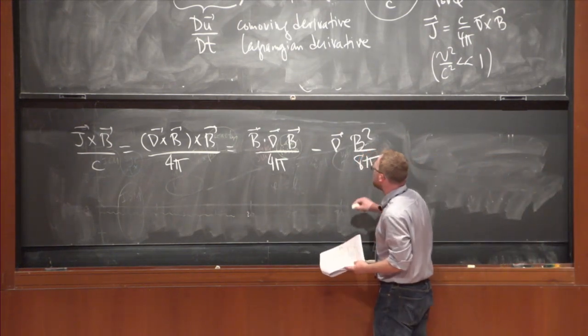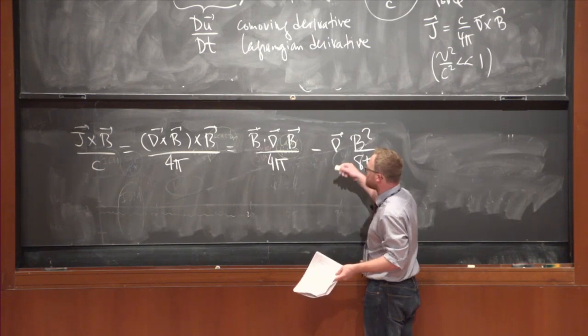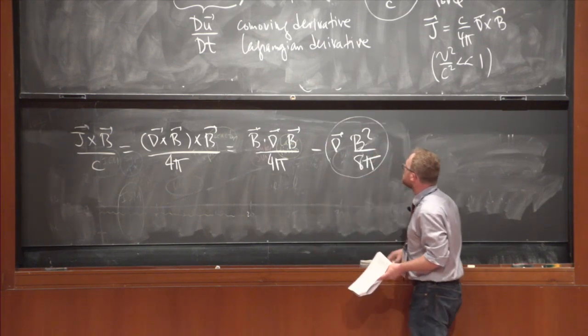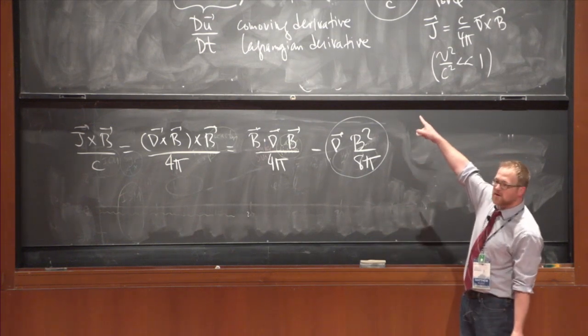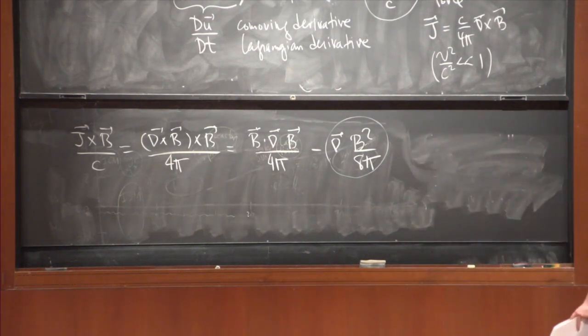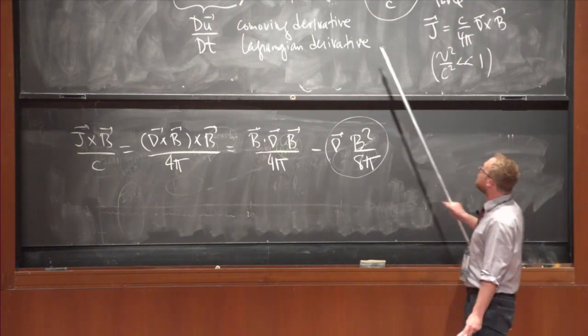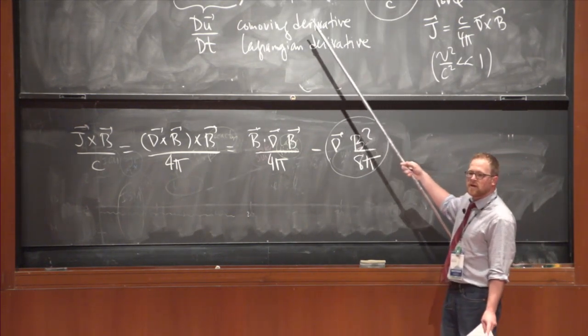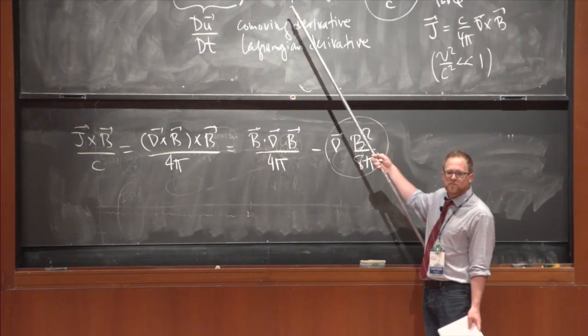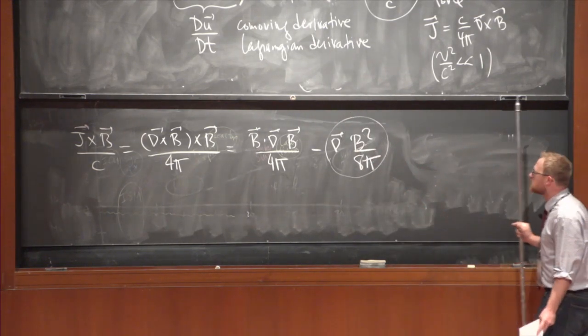The point of writing this now is just to show you that there's this term here under a gradient, which you can stick along with the pressure, right there. And so that's just to give you an indication that part of this Lorentz force just acts like an enhanced pressure on the plasma.